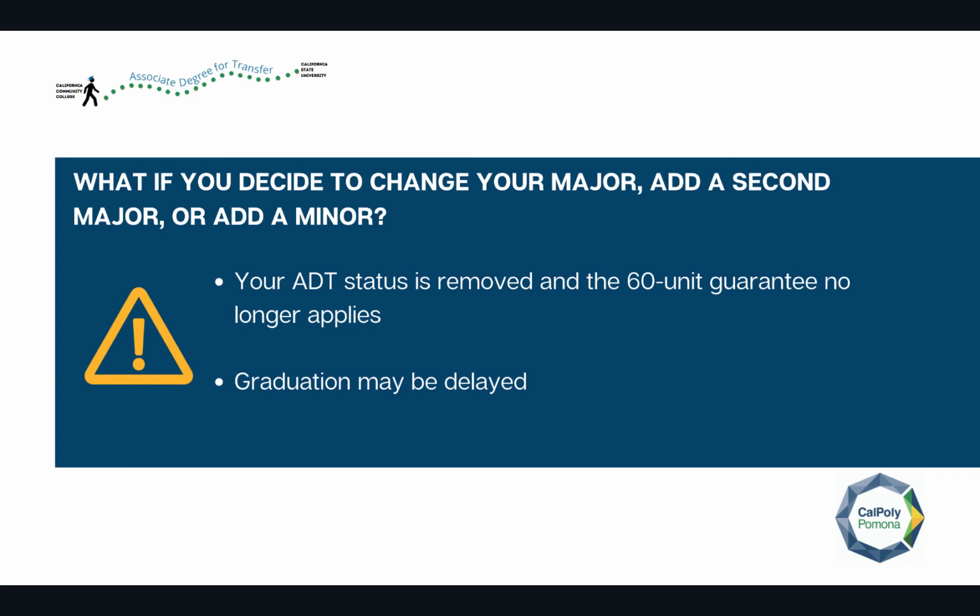The reason for that is because if you add a minor, or change or add a major, or even if you change a major, for example, for some reason business and engineering students are usually correlated. Either engineering students move to business or business students move to engineering. Engineering starts with a higher GE requirement for the degree. So if you were to change to that, the ADT is no longer applied because your degree plan is going to require more units than the 120.